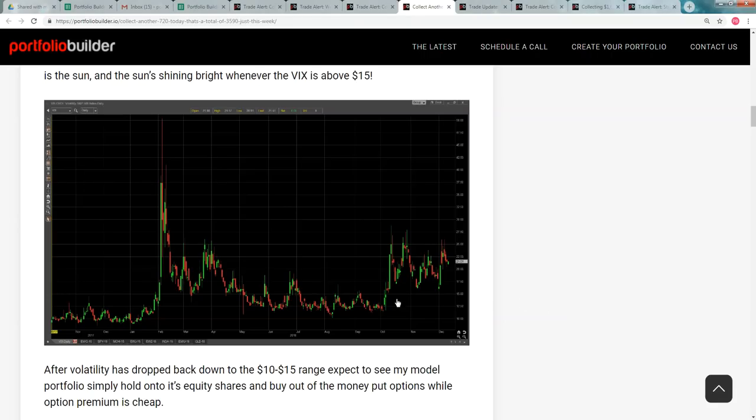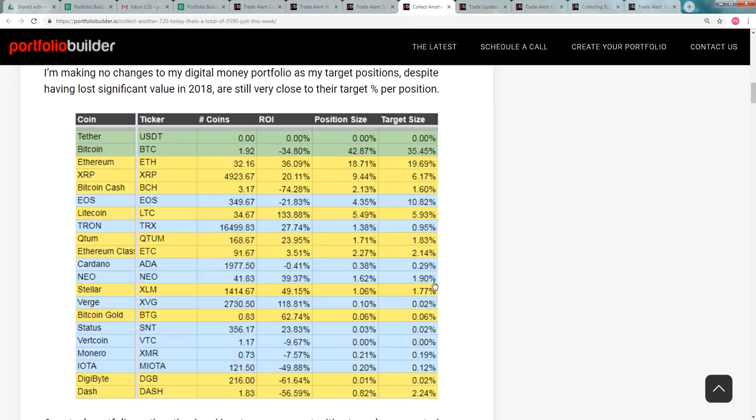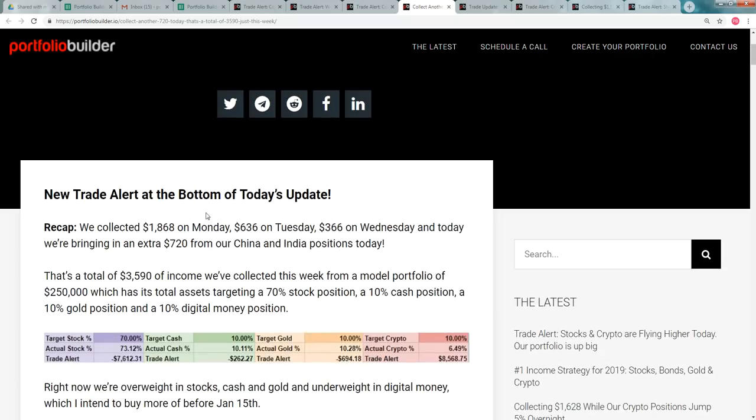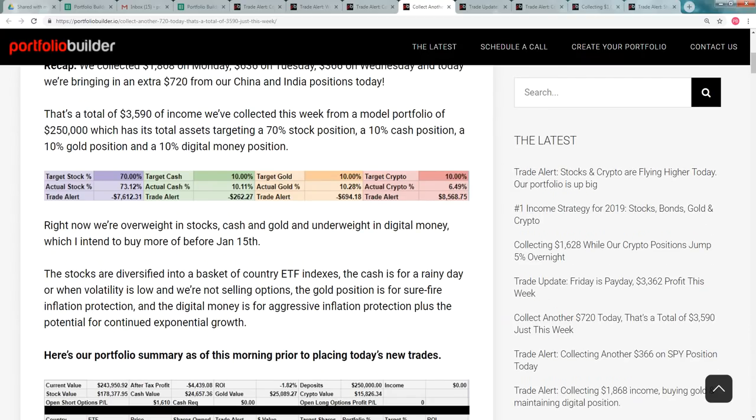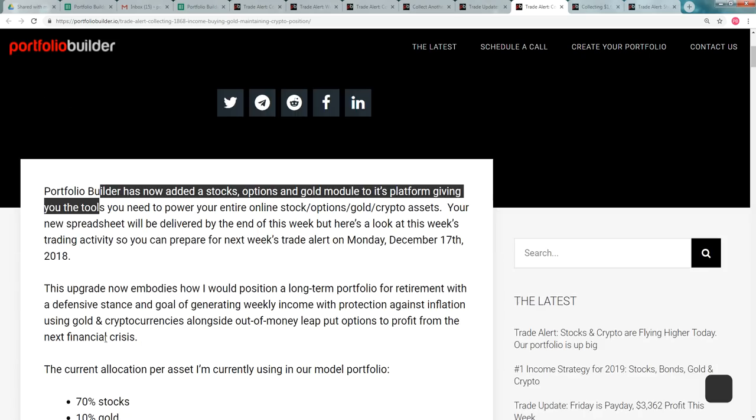Now this high level of income is only due to the volatility of the equities market providing extra returns. And you can see in October, November, and December, volatility has been high, making this strategy very effective. In the first week, the strategy collected $3,590 in its hypothetical model portfolio, simply trying to generate a 1% return on average against our underlying assets by writing covered calls.